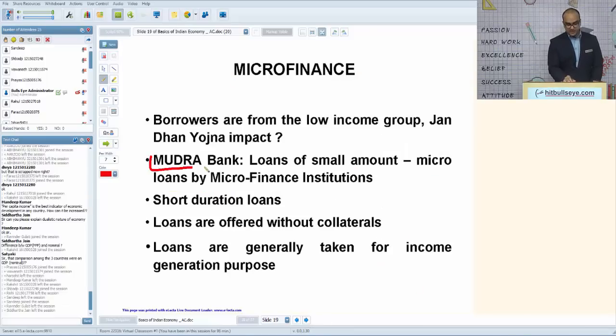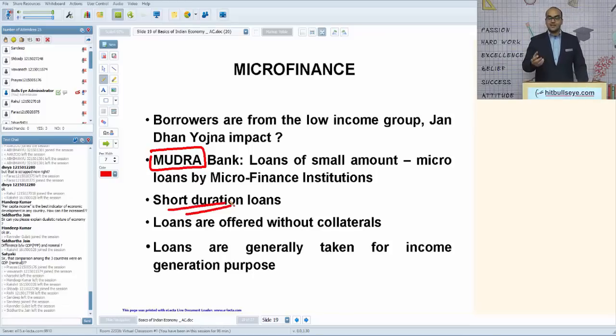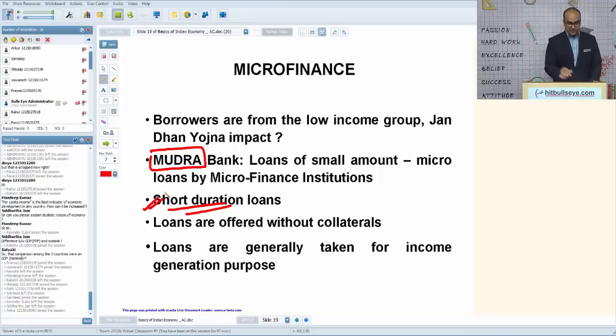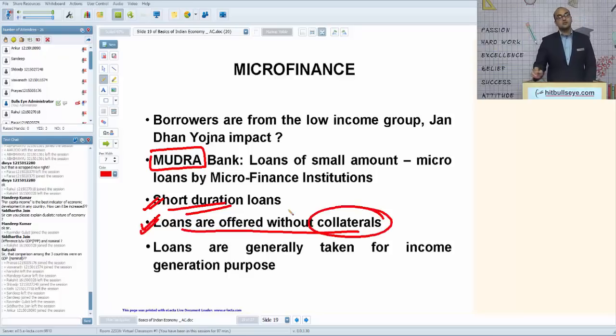In the last budget, the government announced the formation of Mudra Bank. This is Micro Units Development and Refinancing Agency. Mudra Bank is nothing but a refinancing agency which will provide loans to other microfinancing institutions. In microfinance, further, the ticket size is less and the duration of these particular loans is quite short. Very importantly, loans are offered without collaterals or security.